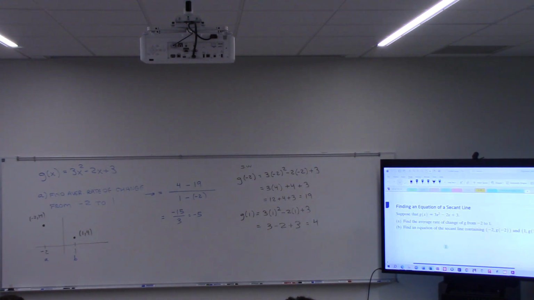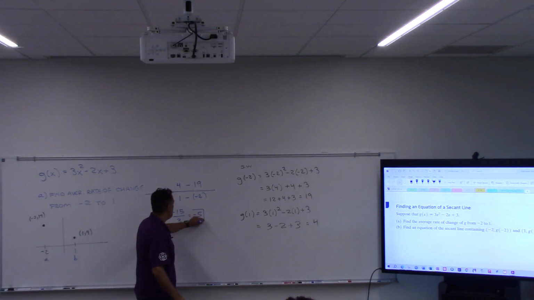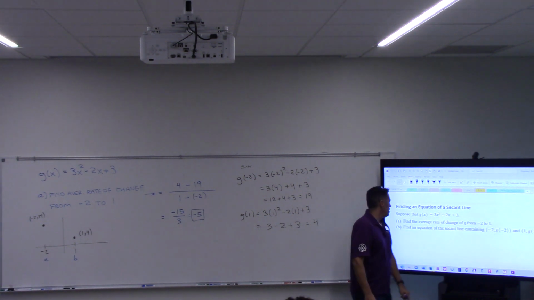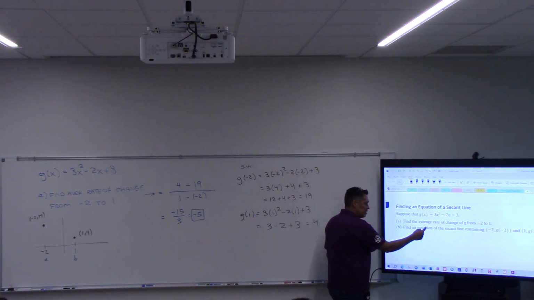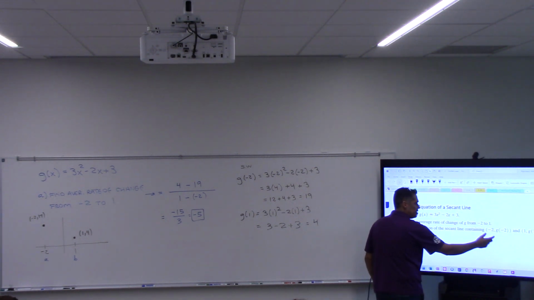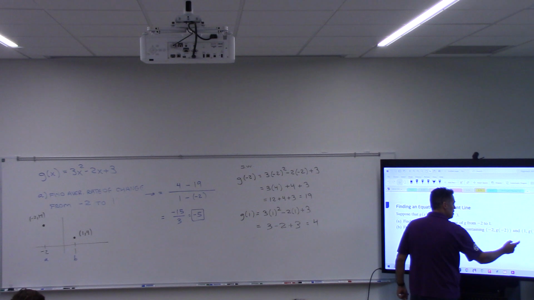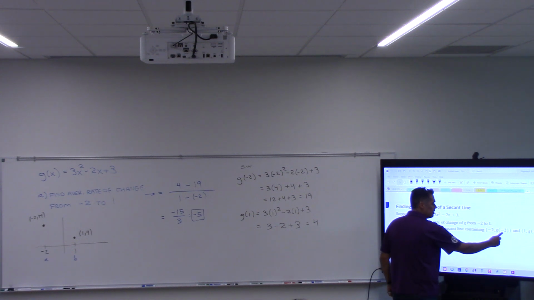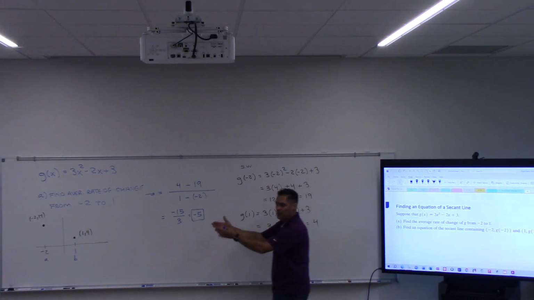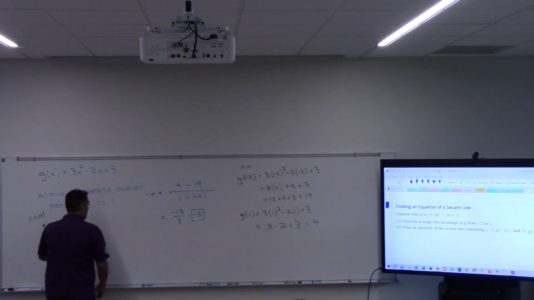So we've answered part A, right? This is part A. Negative 5 is the average rate of change from negative 2 to 1. Now, find the equation of the secant line containing those 2 points. These are the 2 points they just gave you, right? You plugged in negative 2, we got an answer. Plugged in 1, got an answer. So even though that looks confusing, that's just saying those 2 points. Find the secant line between these two.